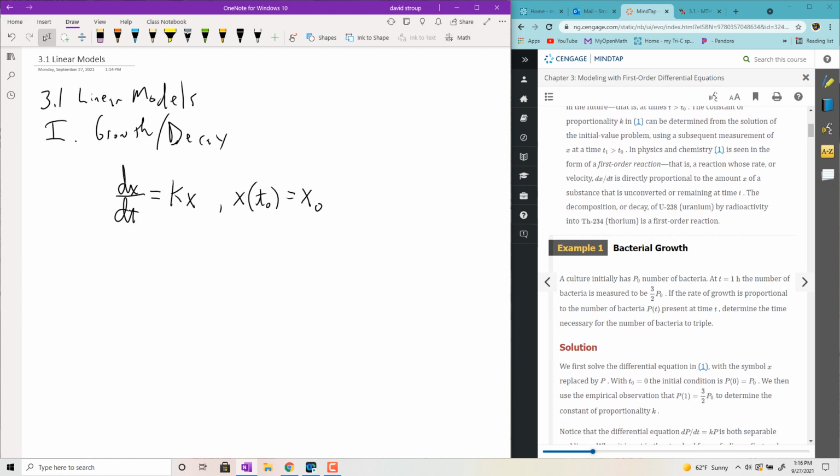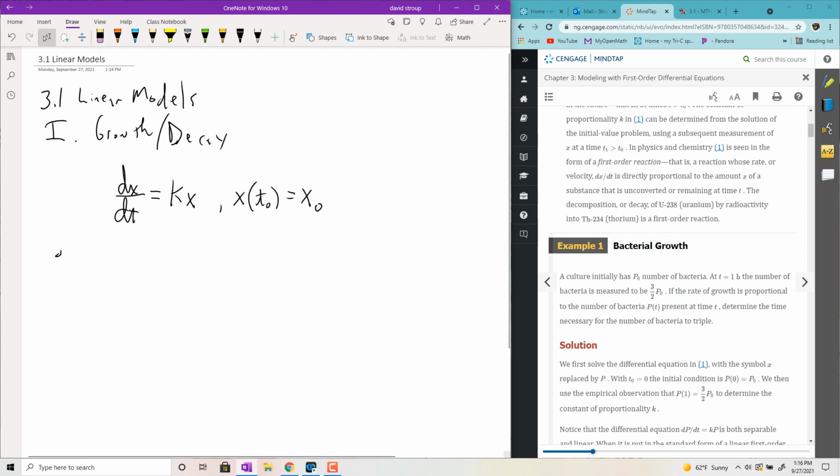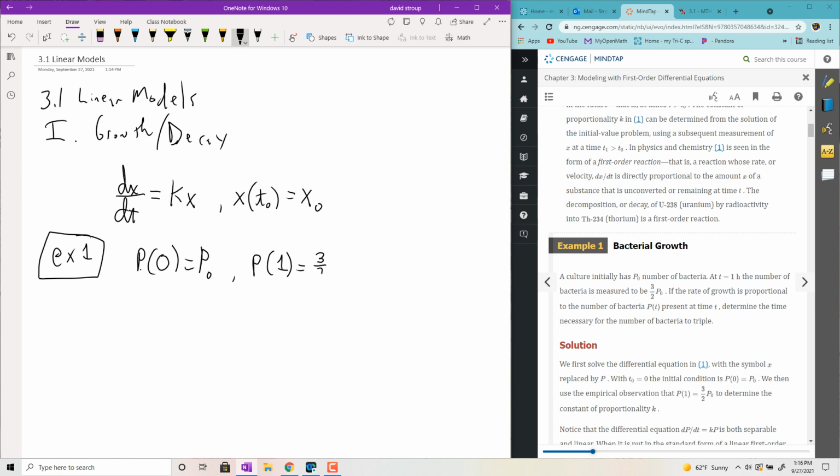Let's look at example 1. The culture initially has p sub 0 bacteria. So when t is equal to 0, the population, so maybe we should just put 0 in there for t, the population at time 0 will be p sub 0. Okay. Then it goes on and says at t equals 1 hour, so when p of 1, the number of bacteria will be 3/2 of the initial population.